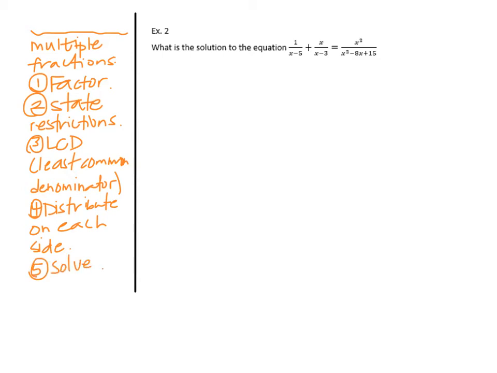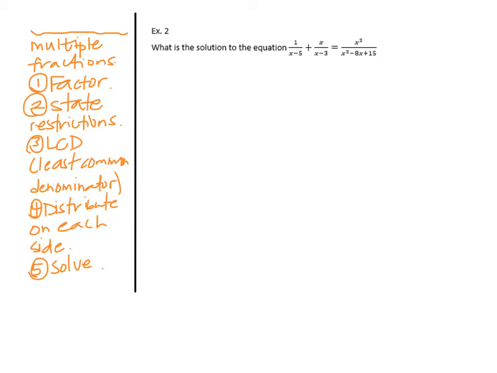All right, so let's see how this process works. Over on the right-hand side, what is the solution to the equation 1 over x minus 5 plus x over x minus 3 equals x squared divided by x squared minus 8x plus 15?